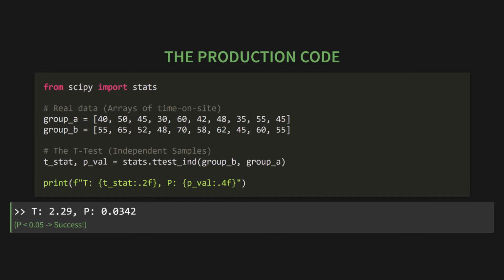T equals 2.29 and P equals 0.0342. Now wait, for this data, the p-value is less than 0.05. So with this particular dataset, it would be a success. We'd have a winner. Okay, so with the t-test in our back pocket, we are now officially dangerous.